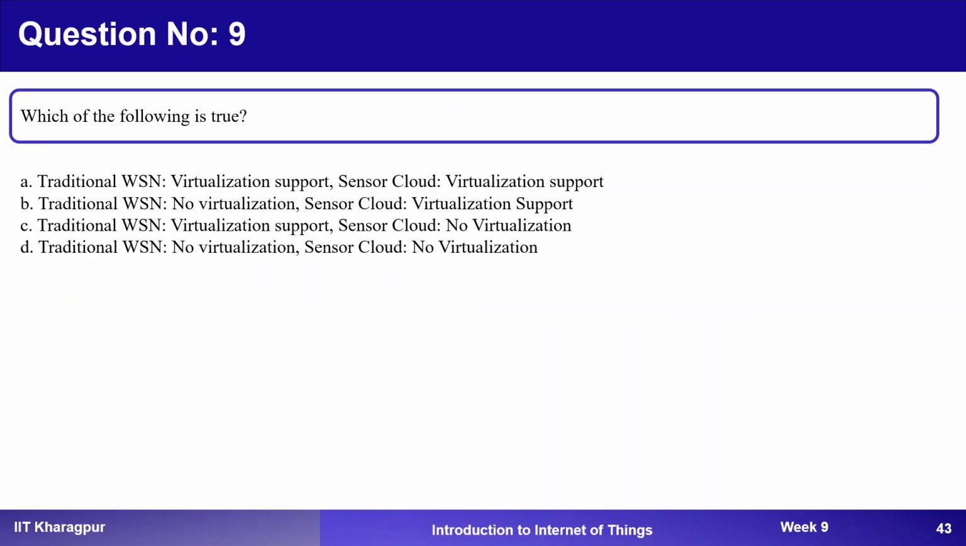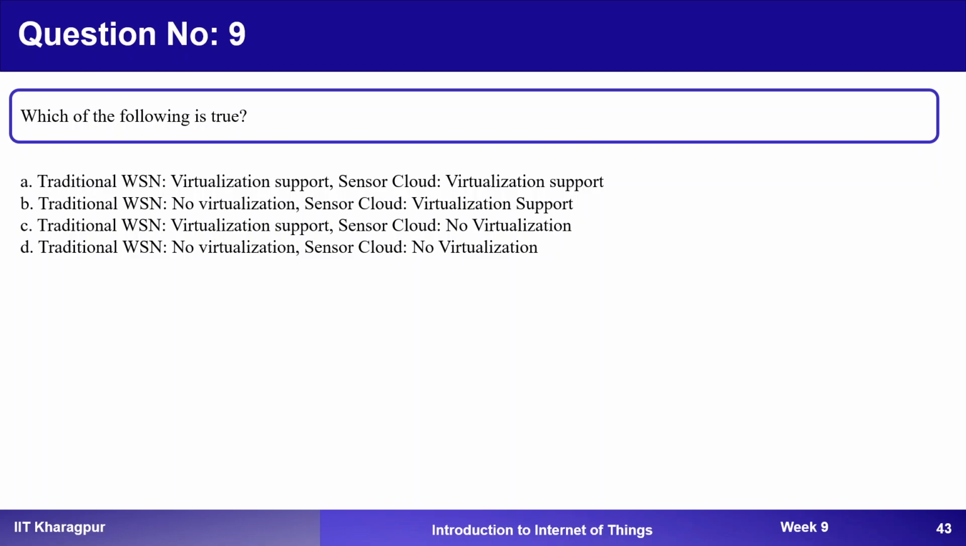Now question number 9. Which of the following is true? Option A is, in the traditional wireless sensor network virtualization is supported. However, in the sensor cloud, virtualization is supported the same. B is in WSN, that is the traditional WSN, there is no virtualization. However, in the case of the sensor cloud, there is virtualization.